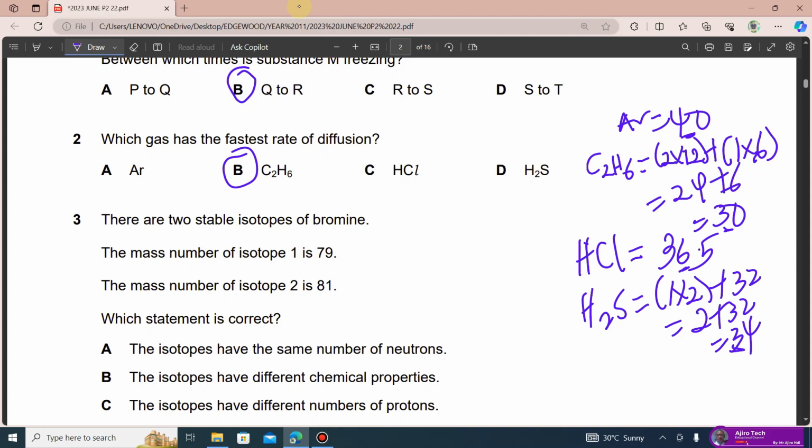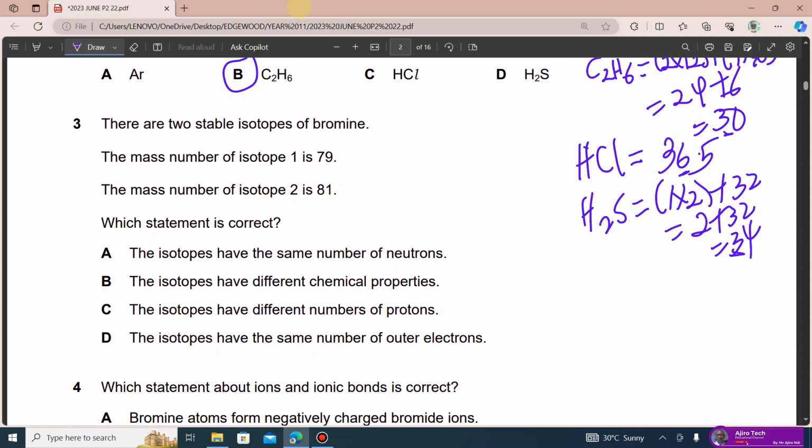Now the next question, there are two stable isotopes of bromine. The mass number of isotope 1 is 79. The mass number of isotope 2 is 81. So which of the statements is correct? Now the first option says the isotopes have the same number of neutrons. No, if they have the same number of neutrons, then they are no longer isotopes.